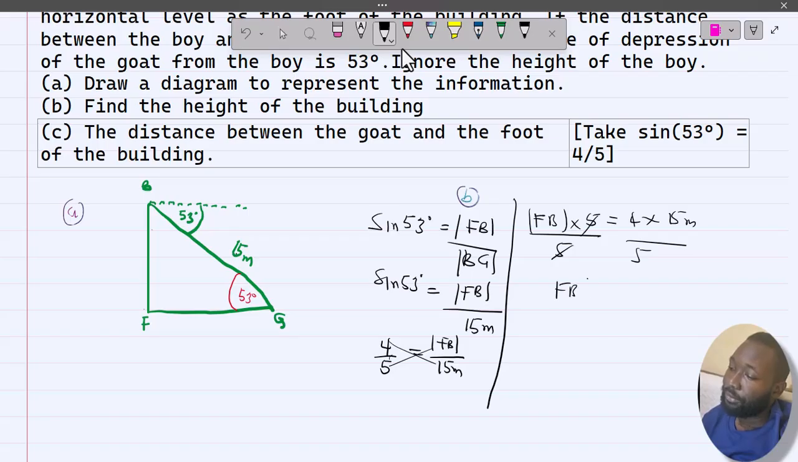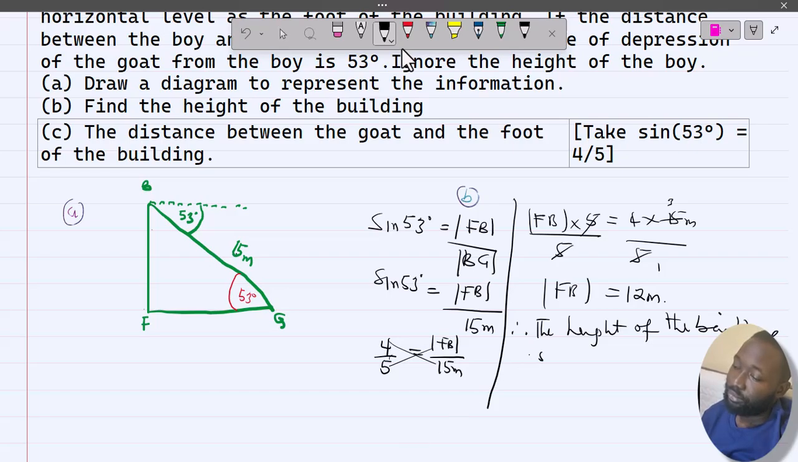Now your FB, 5 going into 15, 3, 12 meters, right? So we can say that, therefore, the height of the building is 12 meters. Okay, so that is for B.